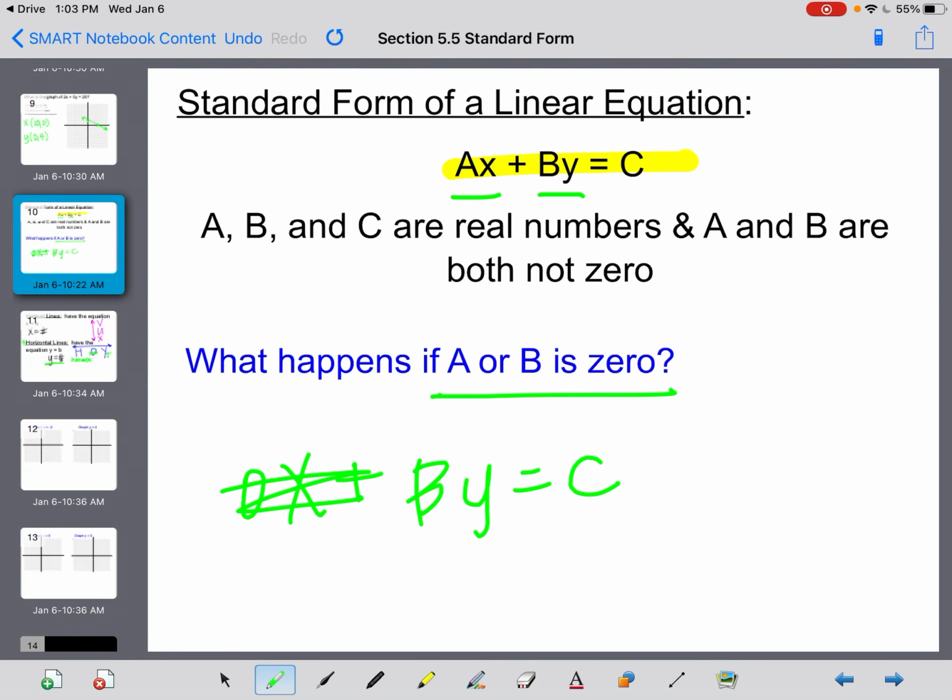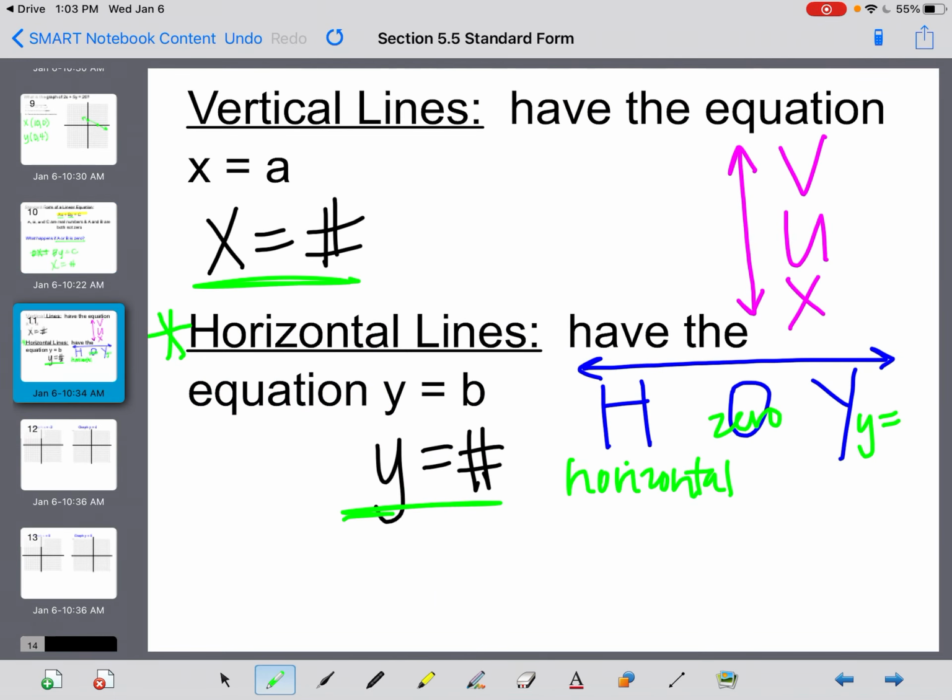We'll go back. If your a's were 0, your b's were 0, and you're left with just an x equals some number, right here, x equals some number, that's going to be a vertical line. VUX stands for vertical with an undefined slope, which is always going to be your x equals. So if you just have x equals, because there is no y, you're going to get a vertical line which has an undefined slope.